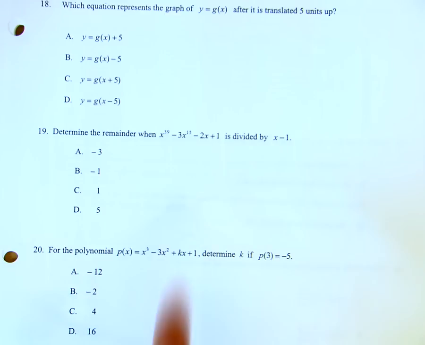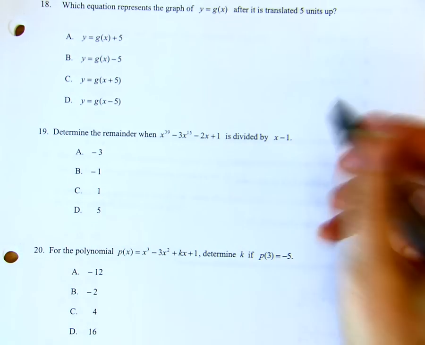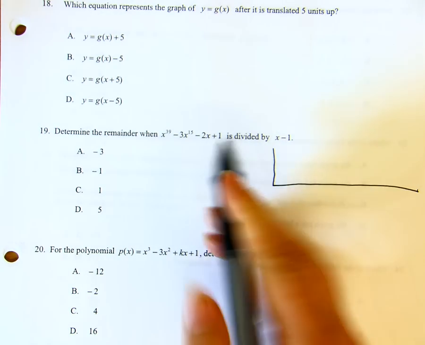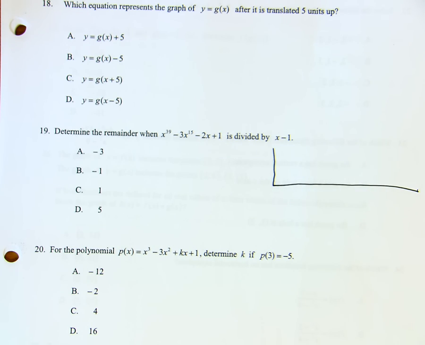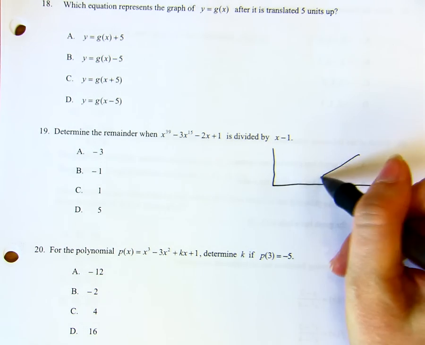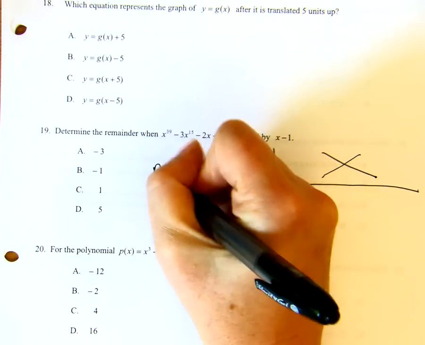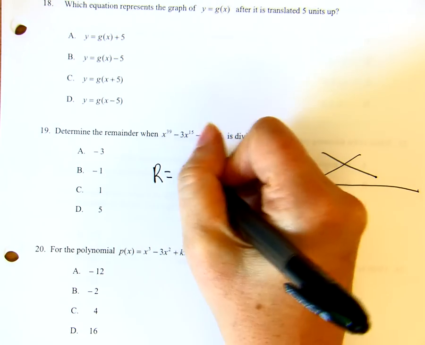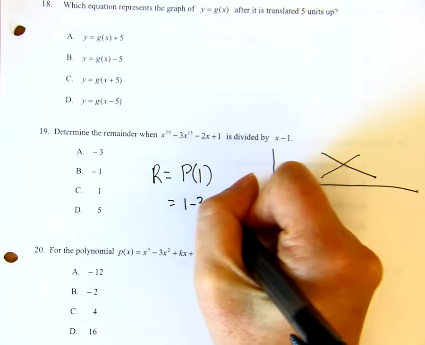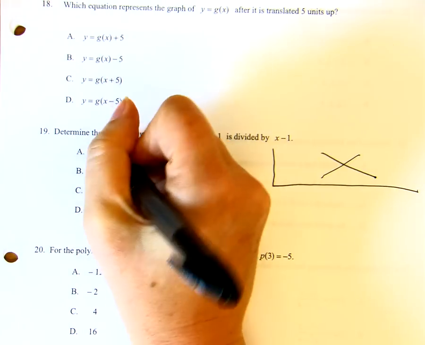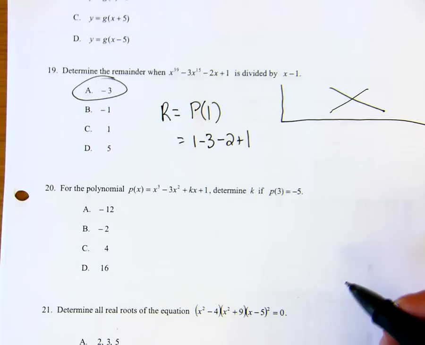Question number 19, Sanjam asked me, if I'm going to do synthetic division, do I have to write out all the powers from 39 all the way down? You would, so don't do it that way. Use the remainder theorem. If you plug 1 into the polynomial, you're going to get the remainder way faster. The remainder is found in A.